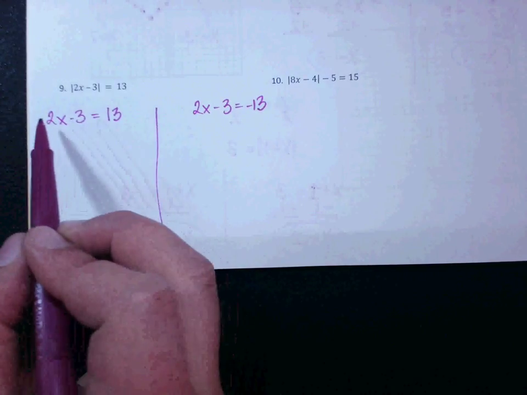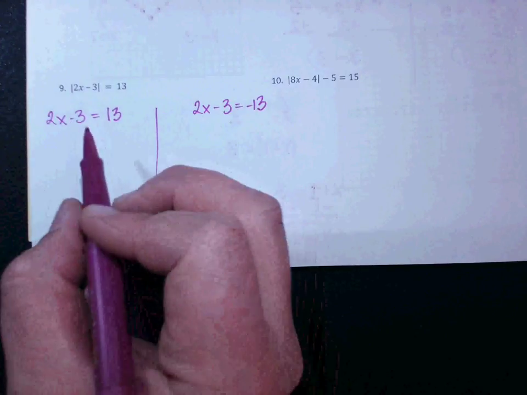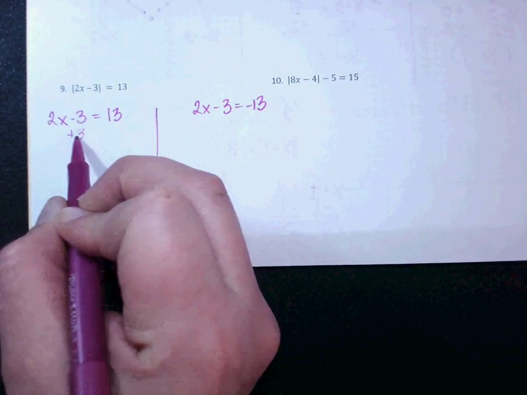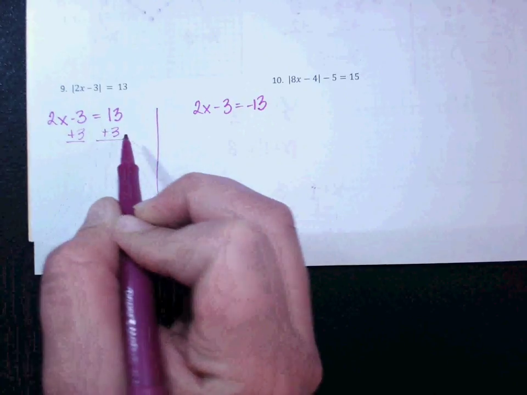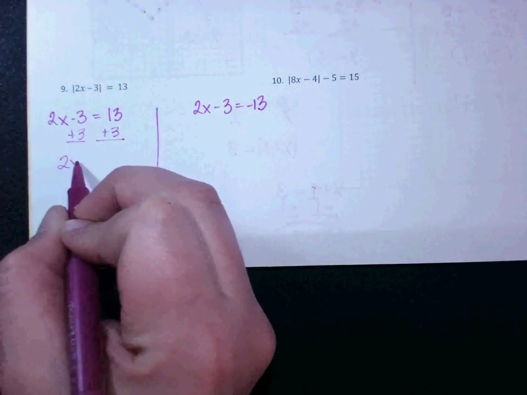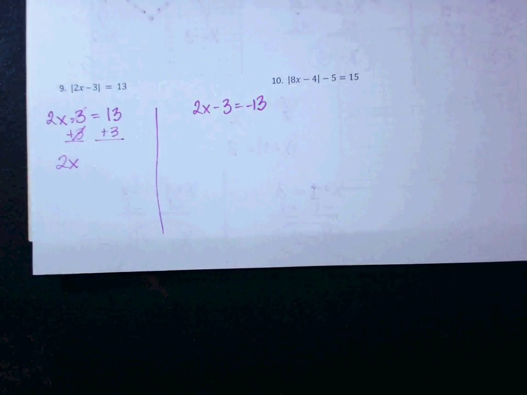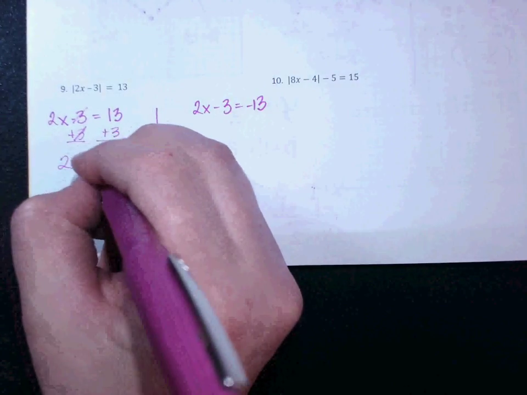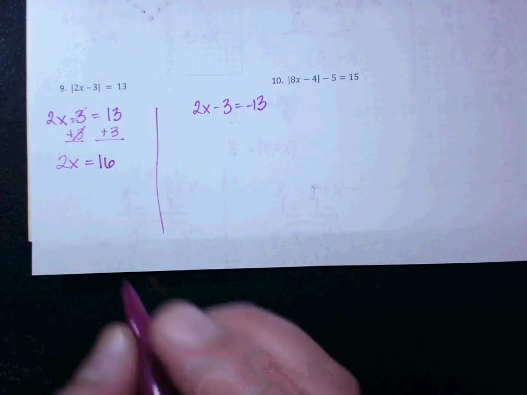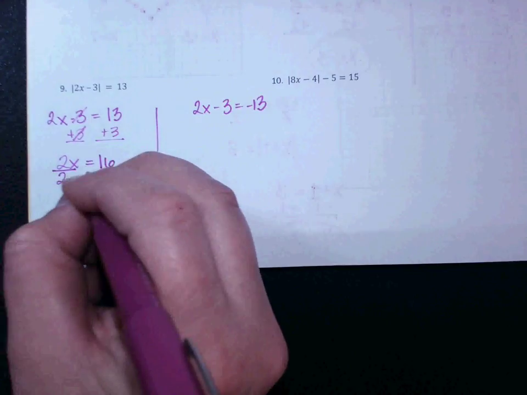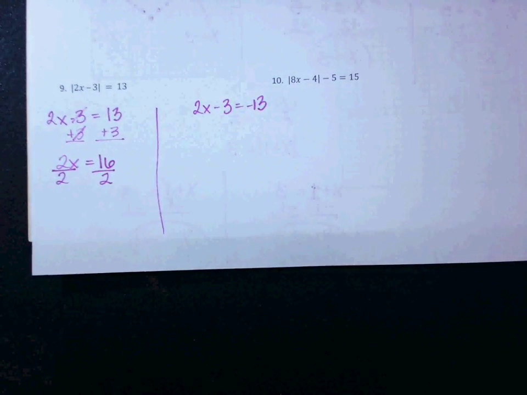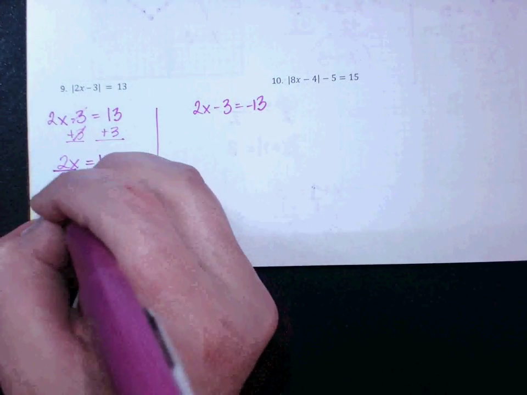Now let's do this one first. How do I get rid of the minus 3? Plus 3. What is 13 plus 3? So I have 2x, these guys cross out. 13 plus 3 we said is 16. Last step, what do I do? Divide by 2. And 16 divided by 2, x equals 8. Very good.